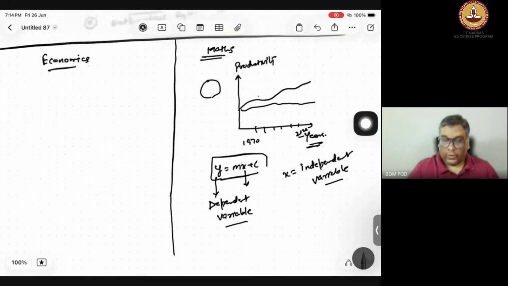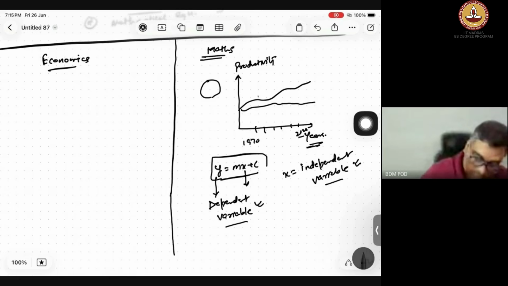Okay, so this is from mathematics. Mostly we are plotting, or there are some plots which have a dependent and independent variable. But in most cases, one is the independent variable and the other is the dependent variable. Now coming to economics. In economics, what type of variables are you first using?